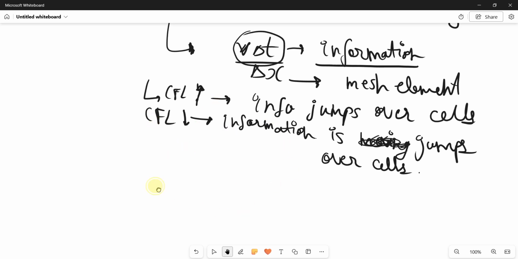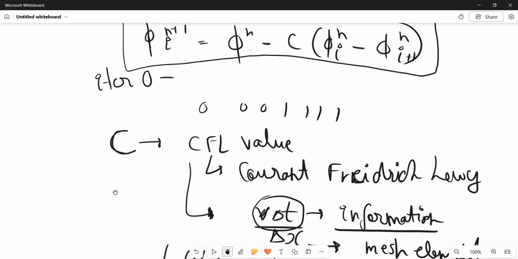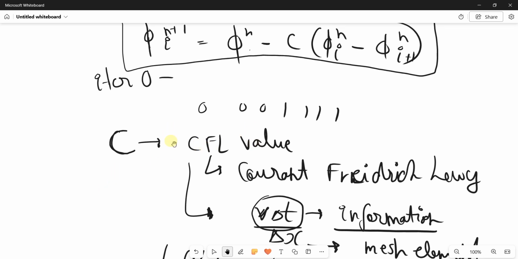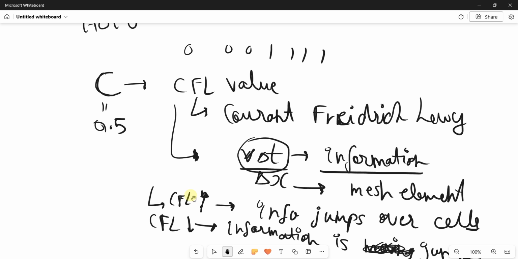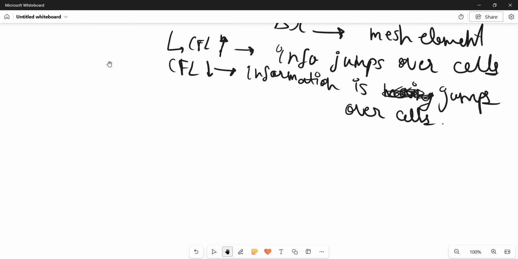Now why is this CFL important? You will see it when I cover explicit and implicit solvers. But for now, just know that CFL is how far information travels in one time step. So hopefully that's understood. Let's assume the CFL value to be around 0.5. What does it mean? 0.5 means half of the information travels through the whole system per time step. So per time step, it covers half a mesh.